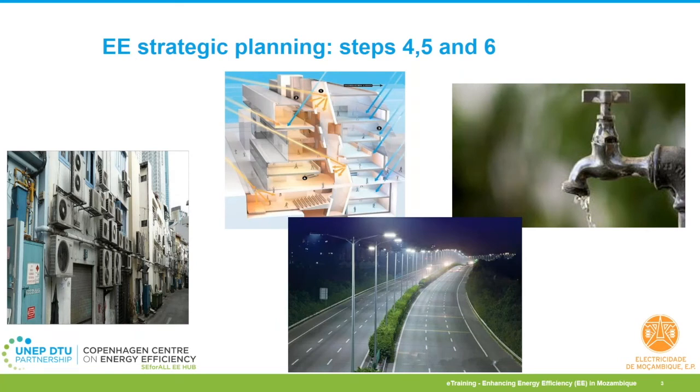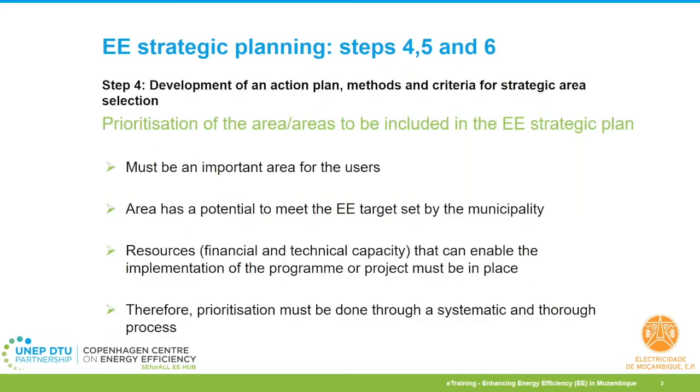Heating or cooling, maybe street lighting, water provision, retrofitting of buildings by, for instance, improving insulation, so you can get the buildings to be more energy efficient. So whatever the area to be selected or prioritized should be of importance for the users.